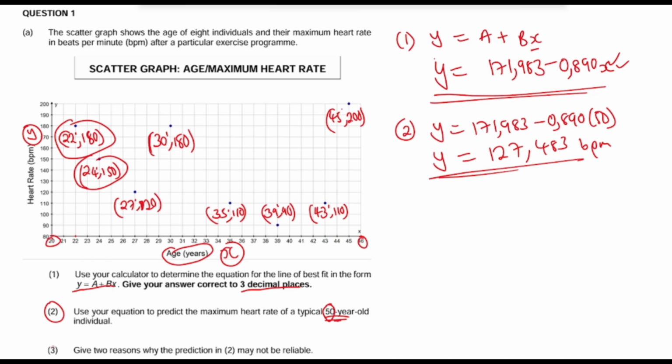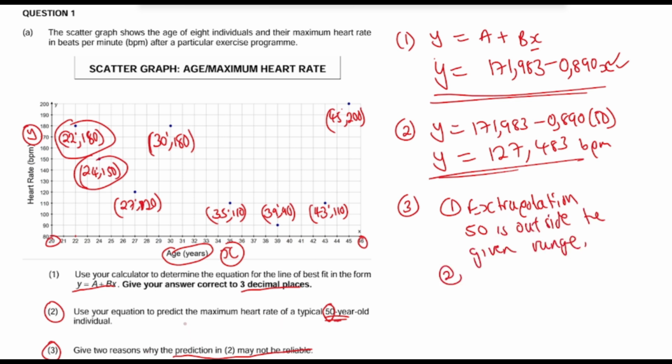Question 3 says, give 2 reasons why the prediction in question 2 may not be reliable. Number 1. This is extrapolation. Why? Because 50 is outside the given range. Because of that, this is extrapolation and it is no longer reliable. Extrapolation. 50 is outside the given range.